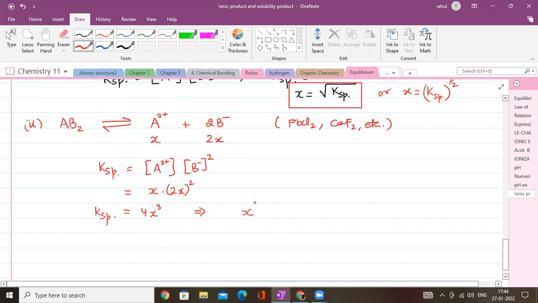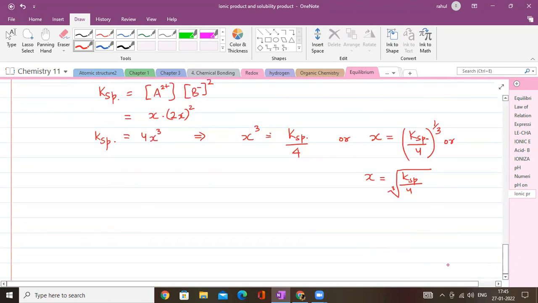Now of course I have to find out the value of X. So my X cube will be equal to Ksp divided by 4, or X is equal to Ksp divided by 4 to the power 1 by 3. This is what I'll get. Or I can even write X is equal to Ksp, and of course it is 1 by 3, or the cube root of this. This is how the second kind of salt works.